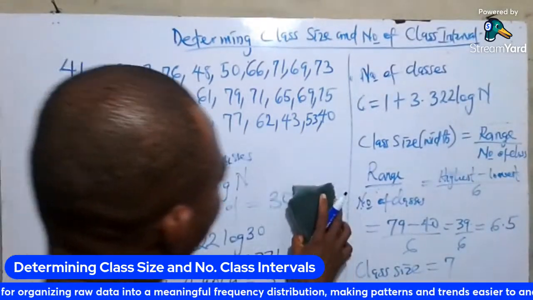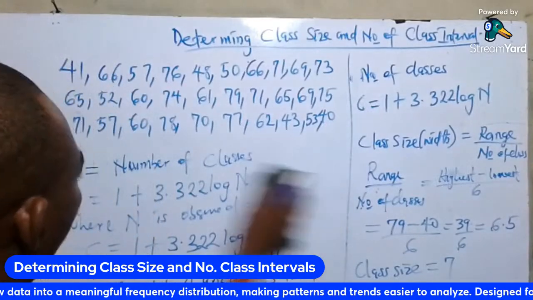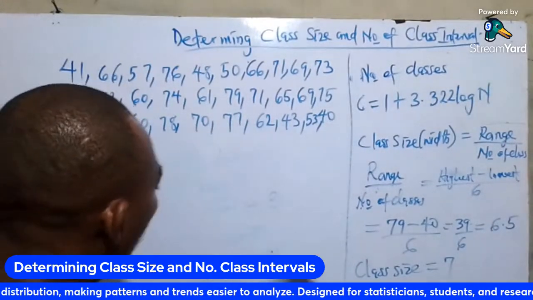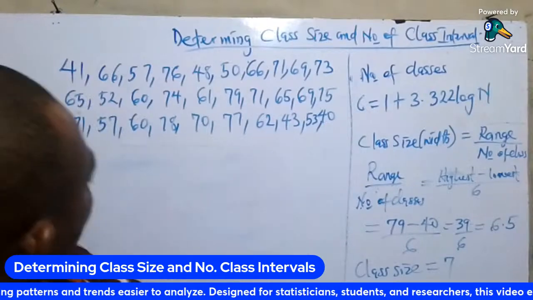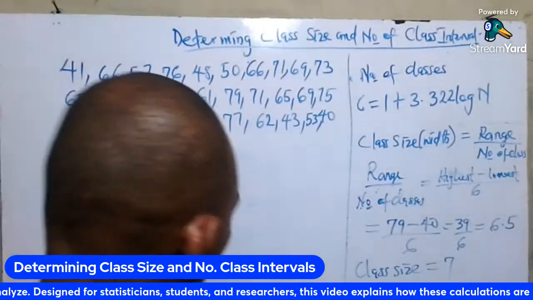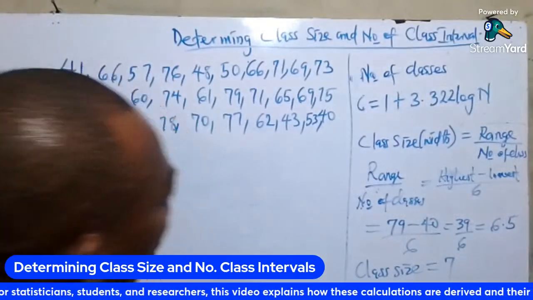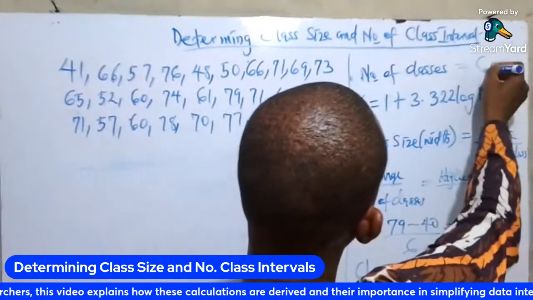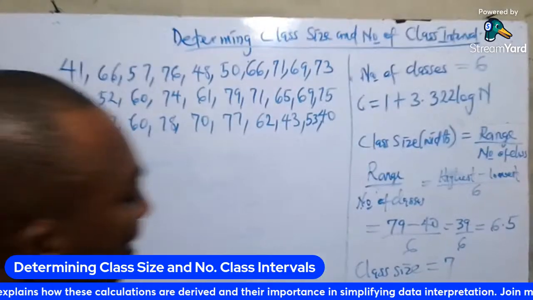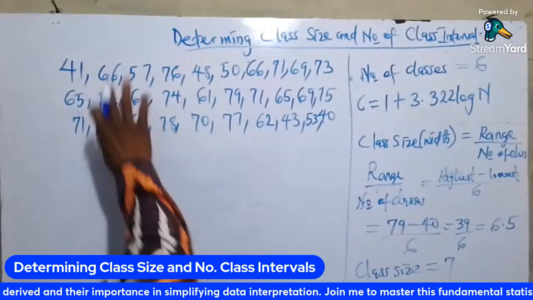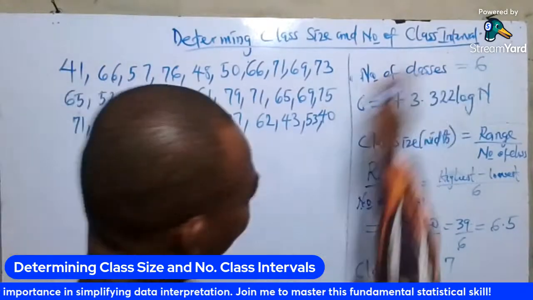frequency table. So let me clean this side so that we get out on time, because I want us to look at one more example, especially that person that sent the question in the comments. In constructing this now, you already know that the number of classes you are to get is 6 and your class size is 7. Let's see whether everything here will fall into 6 classes.